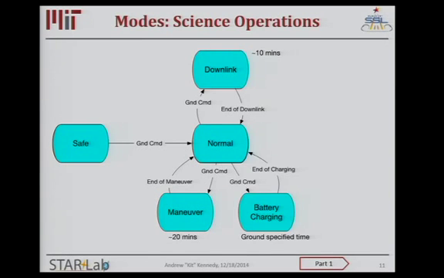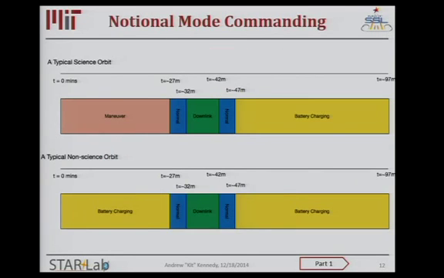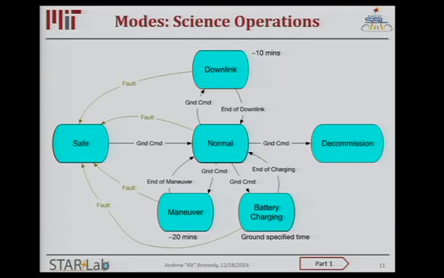Then finally, because our spacecraft is not power positive in normal operations, we have to have a battery charging mode where we just point directly at the sun. And we don't have any gimbaled solar panels because it's such a basic satellite. So we actually have to do coarse pointing, pointing the whole satellite at the sun. And finally, at the end of life, we have a decommission mode.